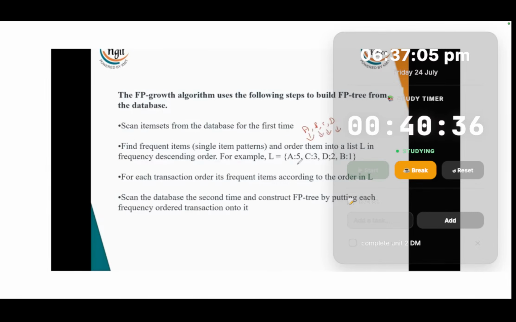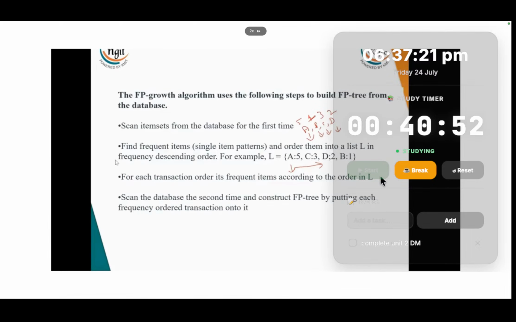If the count of A is 5, B is 2, C is 3, and D is 2, then it places all these items in descending order. So A has the highest frequency count, so it is placed first. After placing them in descending order, the database is scanned again and a frequent pattern tree is generated.